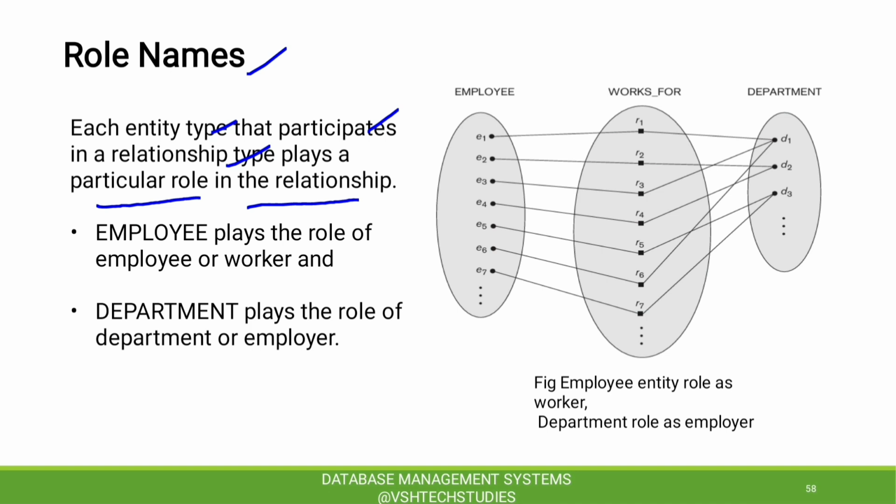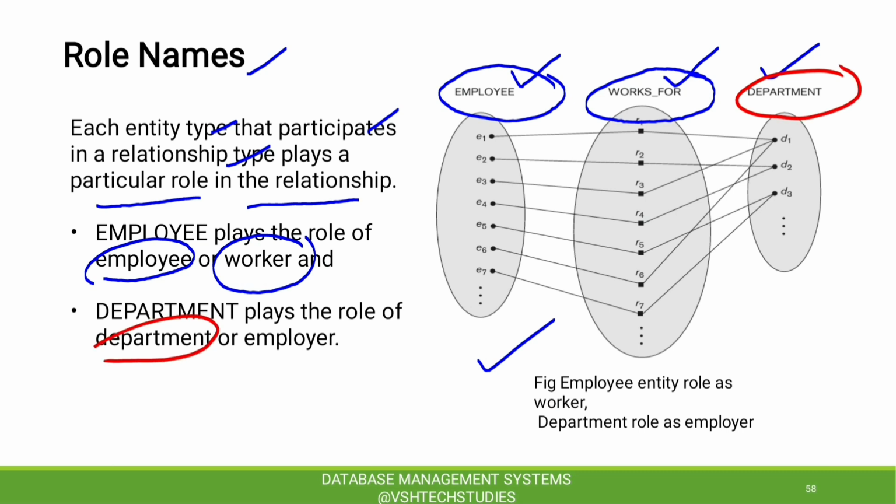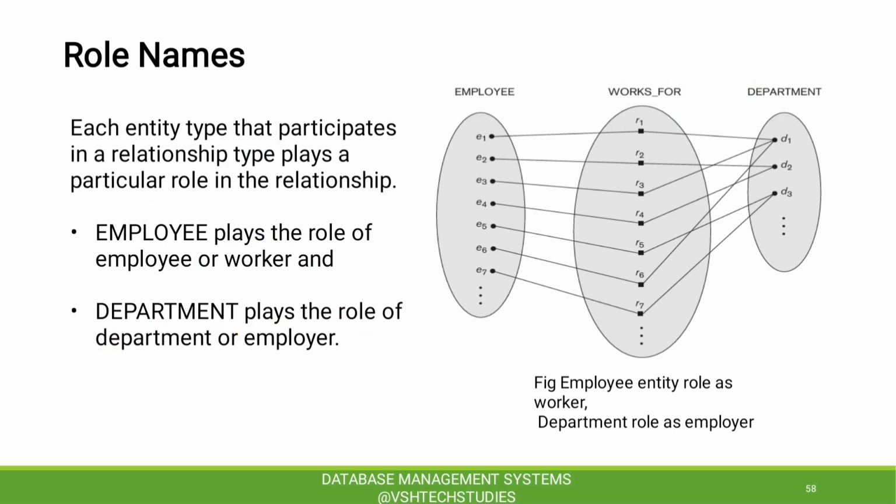Okay, suppose you consider this figure, the works for relationship is shown here. The participating entities are employee and department. Employee entity type plays the role of employee or worker in the relationship works for. Department entity plays the role of department or employer in the relationship works for. That is what is shown in this figure.